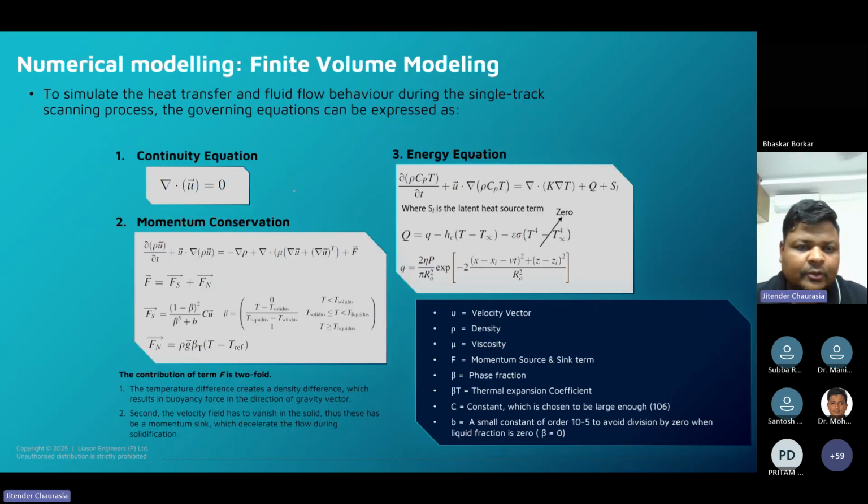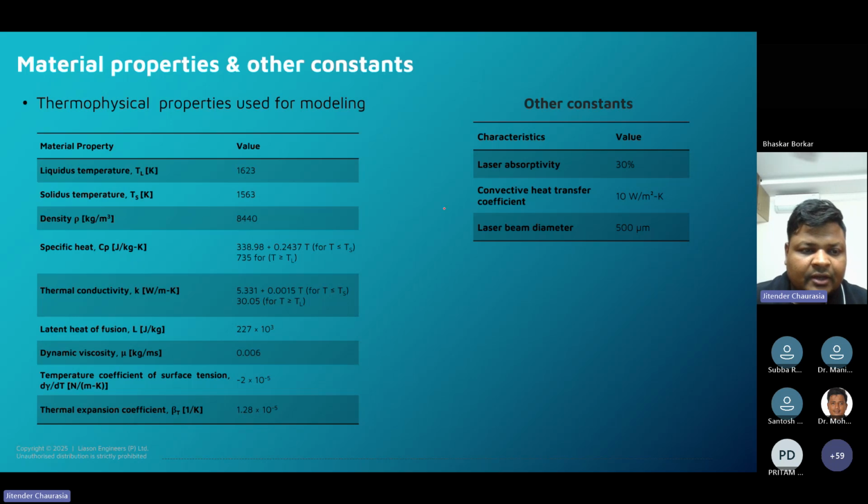These are some of the continuity equations we use, some momentum conservation equations. I'll not get into this right now. And these are all heat equations, and this is the Gaussian laser distribution equation. Then some material properties, I would say: liquidus temperature, solidus temperature, density, specific heat, thermal conductivity, latent heat of fusion, dynamic viscosity, temperature coefficient of surface tension, d gamma by dT, and thermal expansion coefficient.